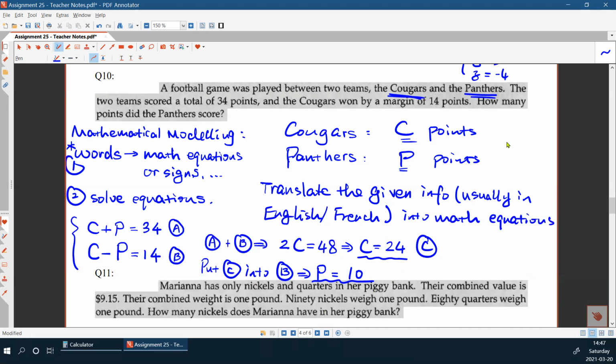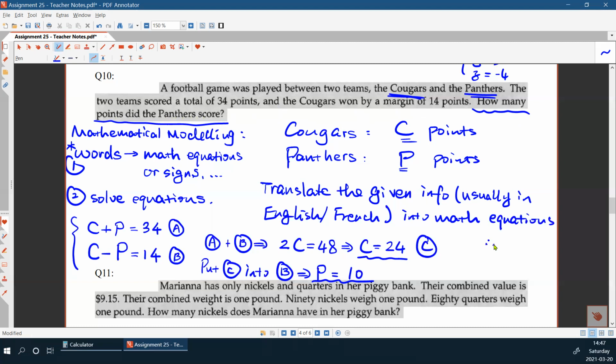But it's not over yet. Pay attention to the original question. What did the question ask you? The question asked you, how many points did the Panthers score? So we need to answer this question.